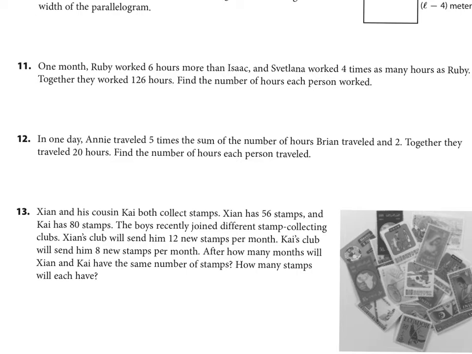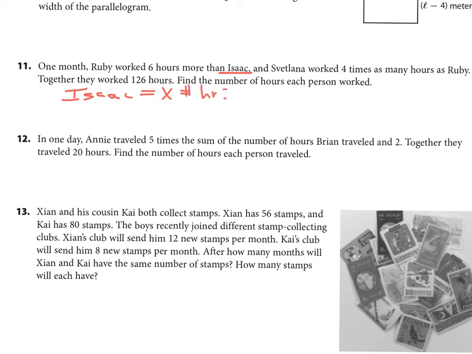Alright, so how do we do this? Well, one of the things I've tried to emphasize to you before is whenever you're writing problems with variables, make the variable represent the thing you know the least about. So let's look at the information. Ruby worked 6 hours more than Isaac. Svetlana worked 4 times as many hours as Ruby. So who do we know absolutely nothing about? We don't know anything about Isaac. So there's our variable. I'm going to say Isaac is x number of hours.